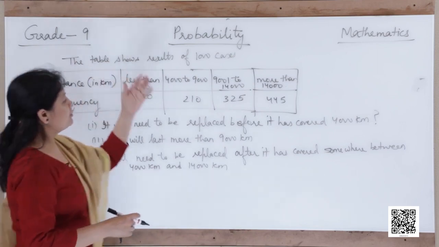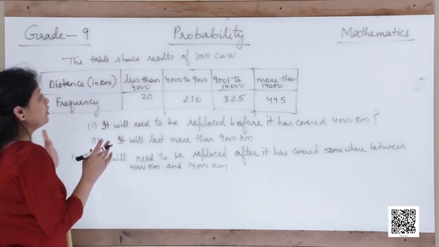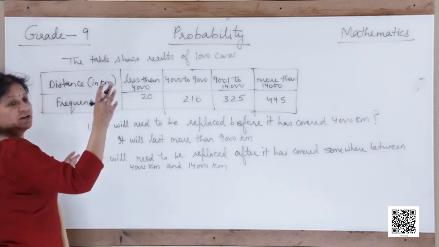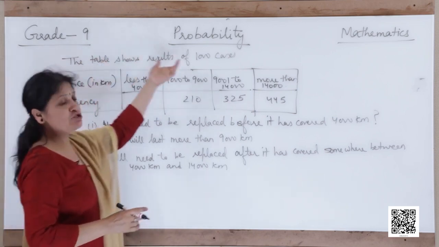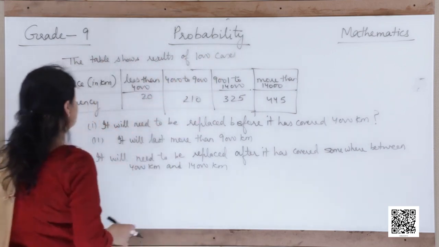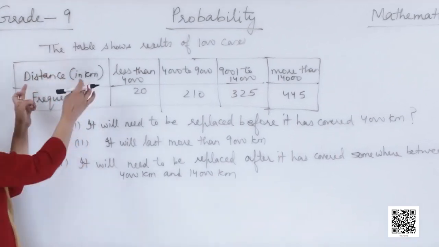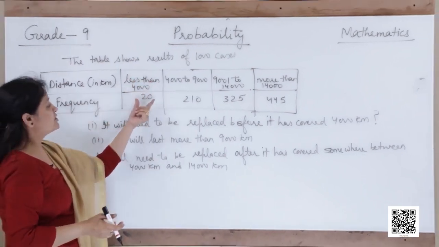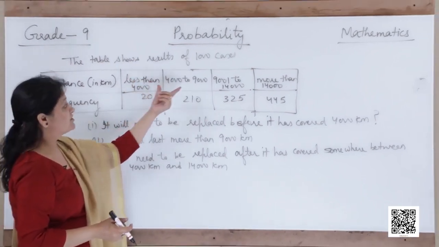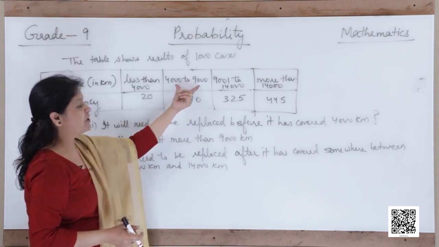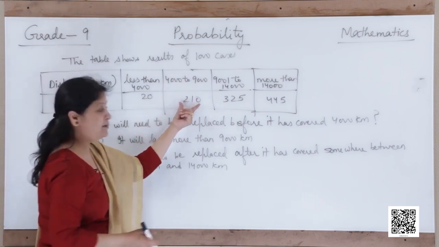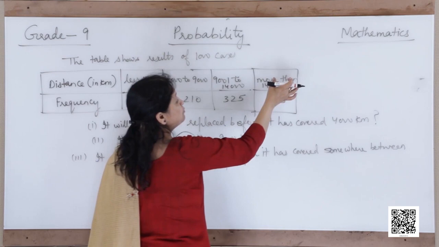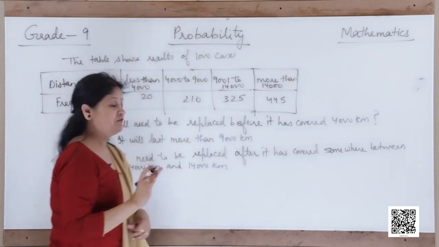Now let's take an example. A tire manufacturing company takes a record of the tires that need to be replaced after covering a certain distance. Now the table shows the results of 1000 such cases. Here the table is given, distance in kilometers and its frequency. Less than 4000 kilometers, 20 tires are replaced. Between 4000 to 9000 kilometers, 210. 9001 to 14,000 kilometers, 325, and more than 14,000, 445 tires.